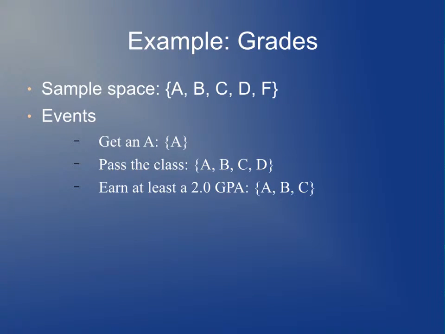Or say this class had letter grades and the event is I give a grade to someone. It could be that they get an A, which consists of one possibility, namely A, or it could be that they pass the class, which event is they get something other than F, so either A or B or C or D, or you could consider the event where the person earns at least a 2.0 GPA. They earn either an A, a B, or a C.